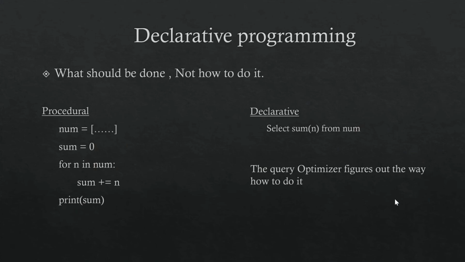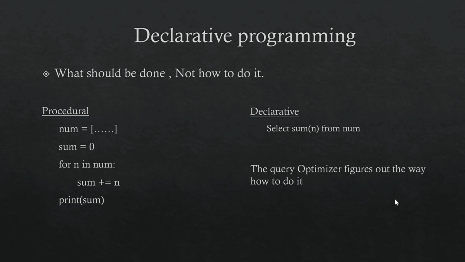So, what is declarative programming? We have talked about declarative programming many times. Declarative programming is nothing but you just tell the program what should be done. You don't have to tell how to do it. In procedural programming, you are defining how to do it.